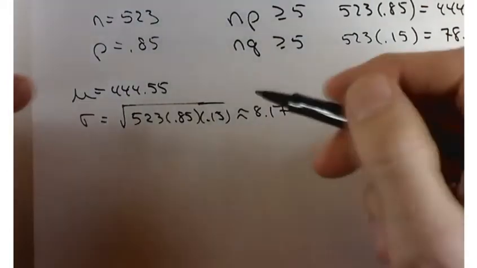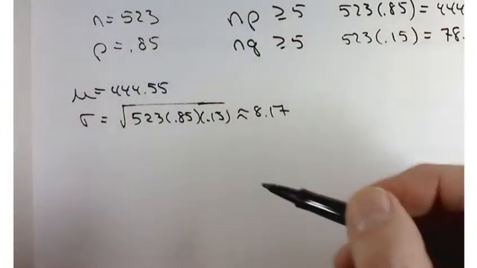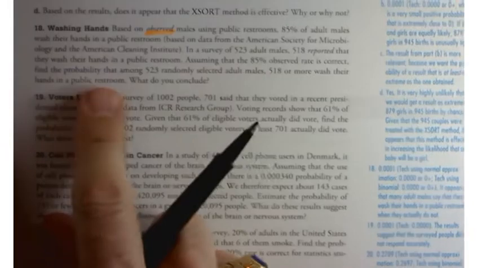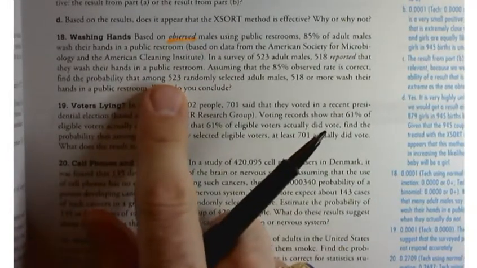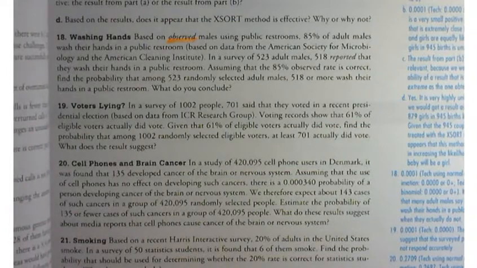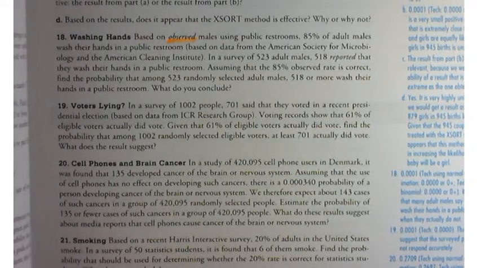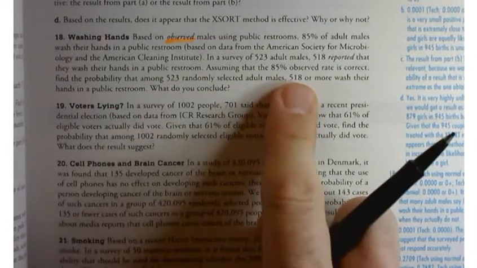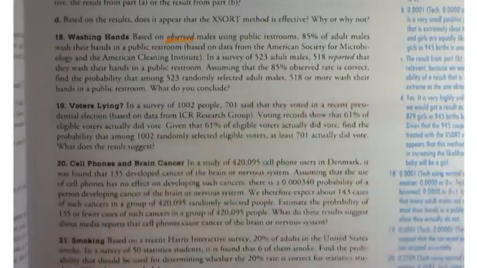Okay, so we've got our normal curve that we're going to use for this. We wanted to find what probability. Let's look back at this one. Let's find the probability that amongst 523 randomly selected adult males, 518 or more wash their hands in a public restroom. So the probability we want is right here, 518 or more.